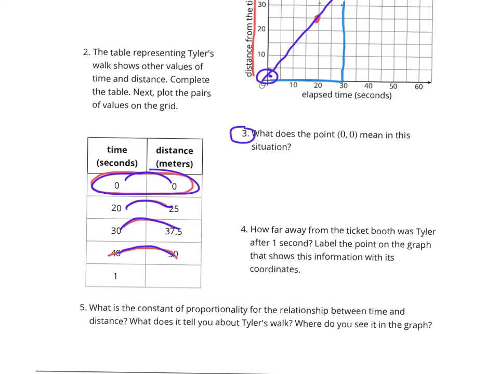Question 3 says, what does the point (0, 0) mean in this situation? Well, that would mean after 0 seconds, Tyler has gone 0 meters, right? He hasn't started yet. How far away from the ticket booth was Tyler after 1 second? Well, what's that number? That's how far away he was after 1 second. And then question 5 asks about the constant of proportionality. What does it tell you about Tyler's walk, and where do you see it on the graph? Okay, so answer those couple of questions.